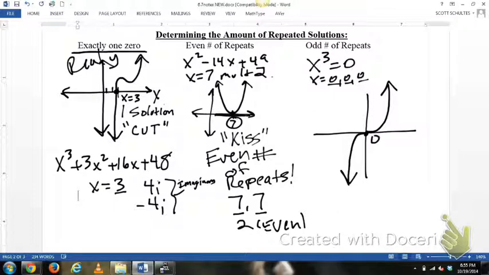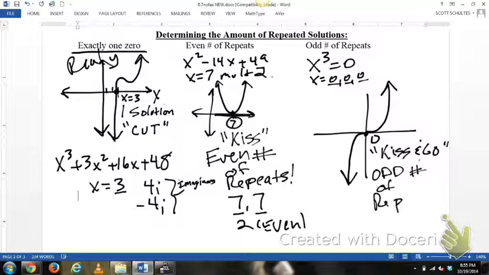So here, where it hit at 0, I call this a kiss and go. Meaning, it doesn't just kiss, it kisses and keeps on going through the x-axis. When that happens, there's going to be an odd number of repeats. Meaning there are 3 there, or could be 5, and so on. So that's important to keep in mind as we go forward. Now what I'm going to do is go through a few examples with you.